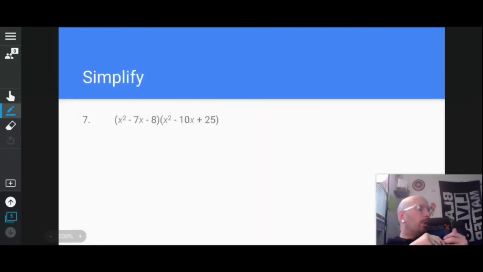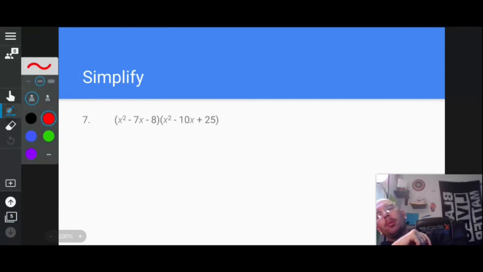Let's end with a terrible problem. This is an extended FOIL problem, so let's just go over it. We're going to take each term in the first parentheses, and we're going to take turns distributing each term to every term in the second parentheses. I'm going to multiply that one to each of these, and that one to each of these, and that one to each of these, and I'm going to have 9 terms in my next step because I have 3 groups being multiplied by 3 things. 3 times 3 is 9.